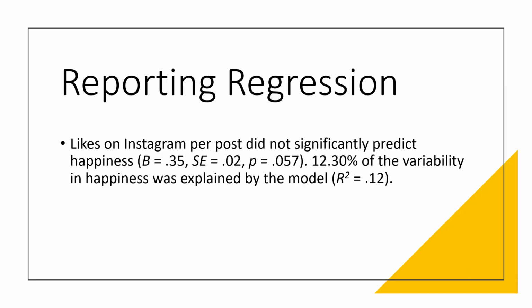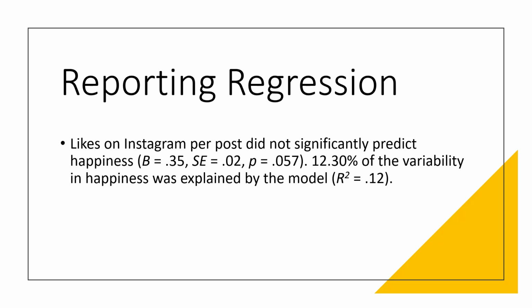This is how you will report your regression results. You first describe whether your independent variable predicts your dependent variable or not. For example, likes on Instagram per post did not significantly predict happiness. Then you provide the standardized regression coefficient beta and its standard error, and whether the p-value is significant or not.